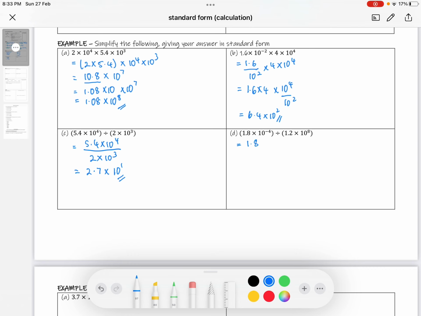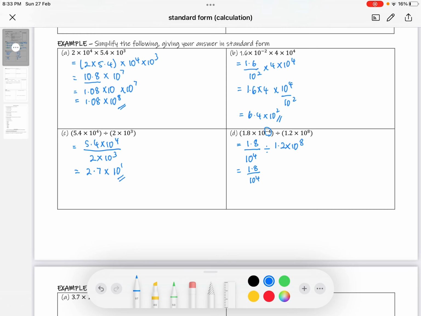Right. The next one, 1.8 times 10 to the minus 4. So I rewrite that in fraction form, divided by 1.2 times 10 to the power of 8. Now bear in mind, this is done without using a calculator. So we're going to try as best as we can to simplify our calculation.